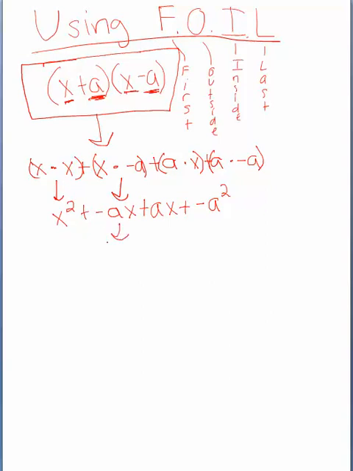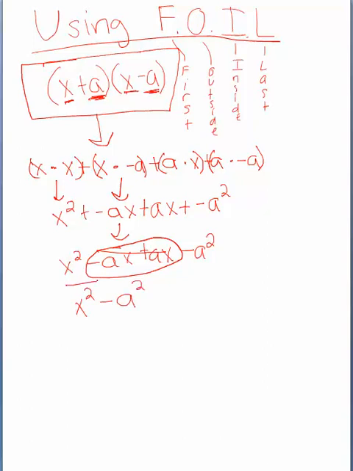I have x squared minus ax plus ax minus a squared. And then bring that down, you see I have two like terms, and this is negative 1ax and plus 1ax, so therefore they cancel each other out. And you're left with x squared minus a squared. So that is a special one when you have a number and its opposite right here.